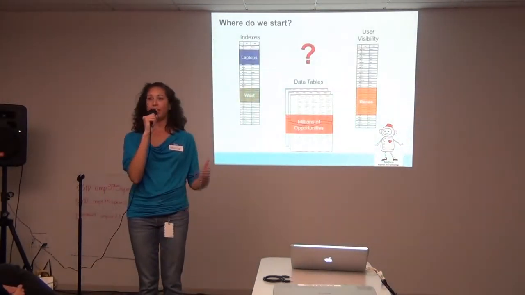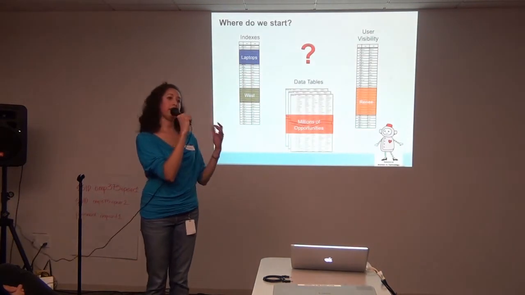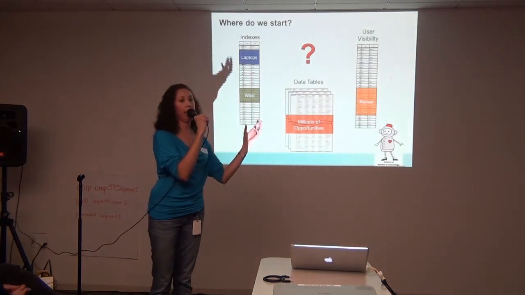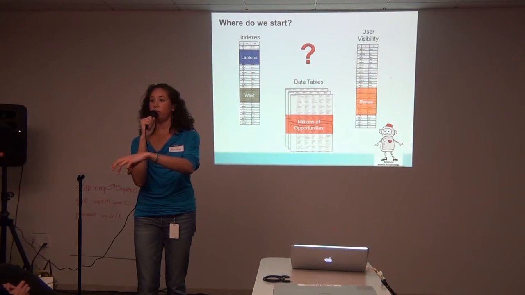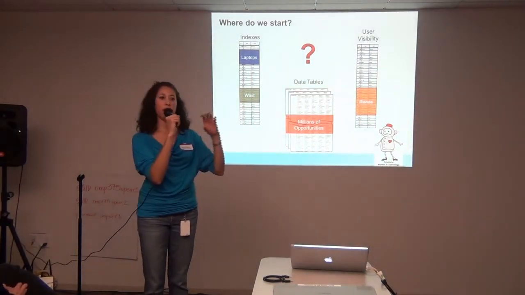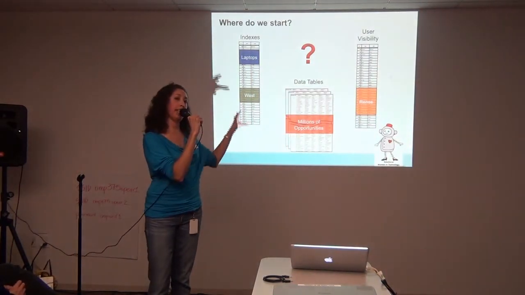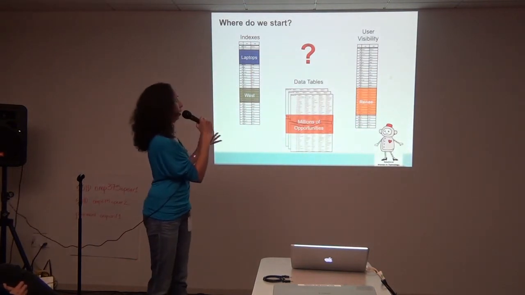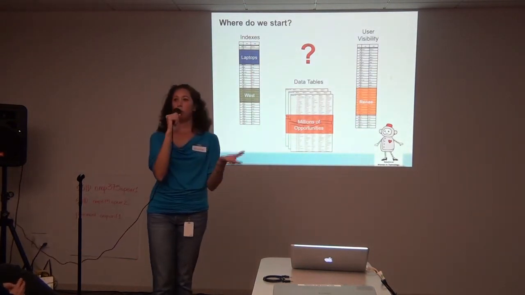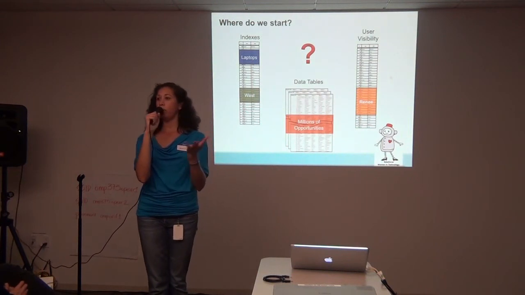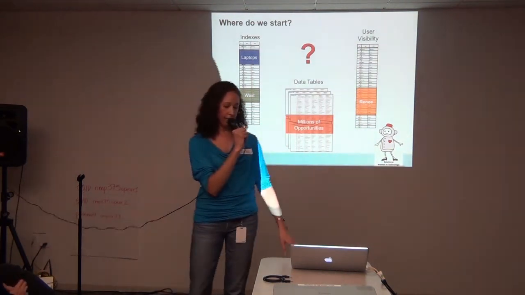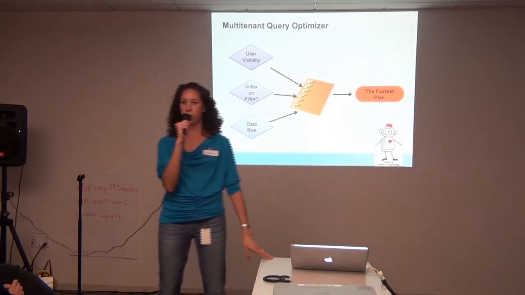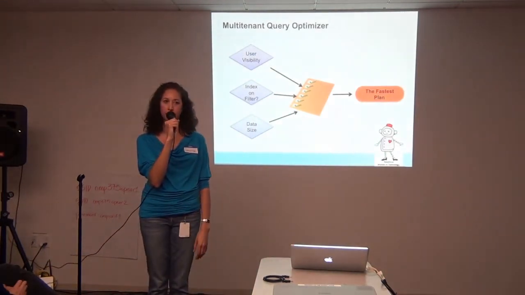So to do this quickly, where do we start? Do we start from what Renee can see and then try to find which of those are laptops? Do we start from laptops in an index? We've got a bunch of choices, right? Because we've got a bunch of tables. And we need something to help us figure out which is going to be the best way to go. And that something is the multi-tenant query optimizer.